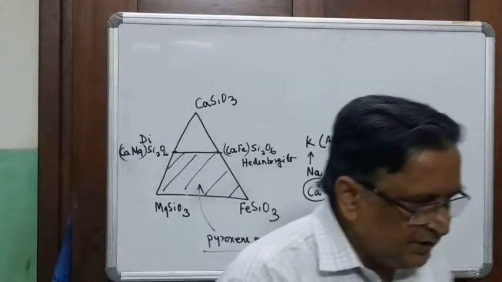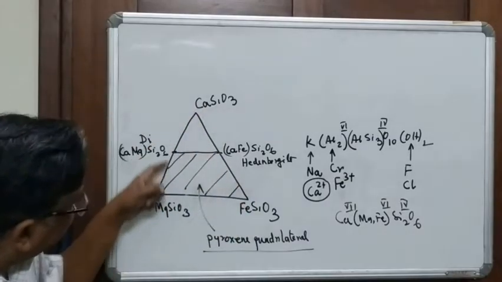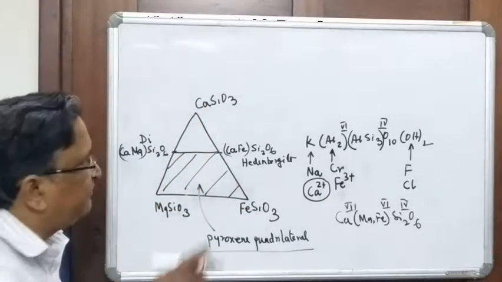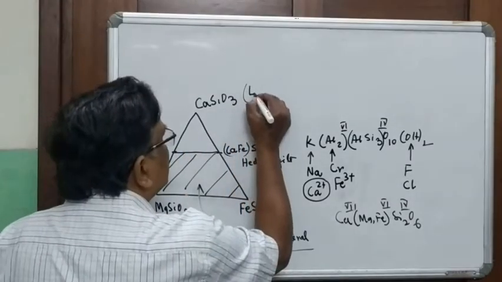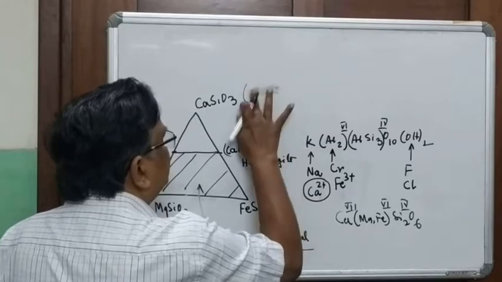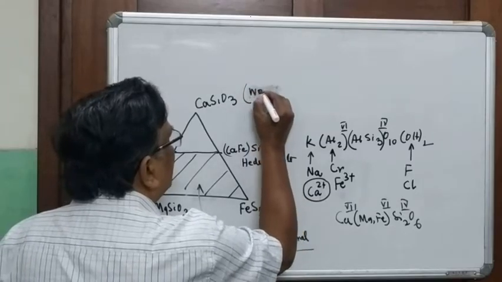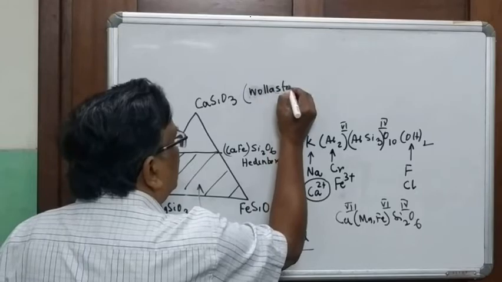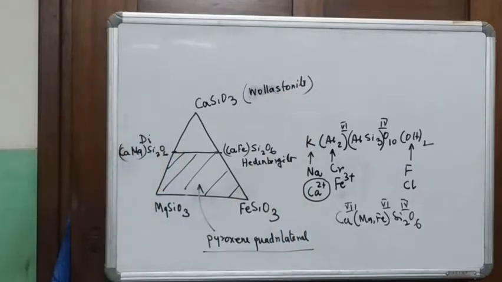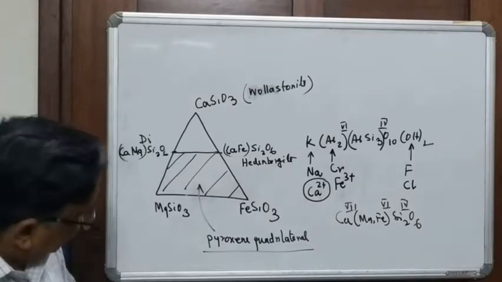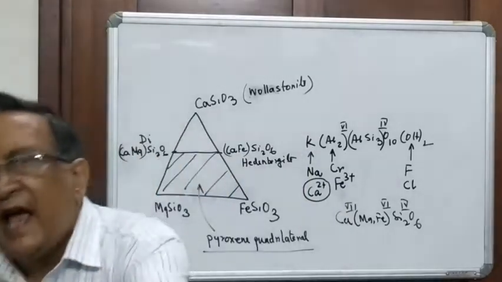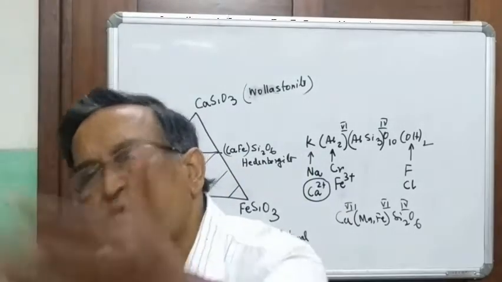But this composition triangle that I have given you, I don't know whether you know the name of this mineral. I think I should tell you this. This mineral is called wollastonite.